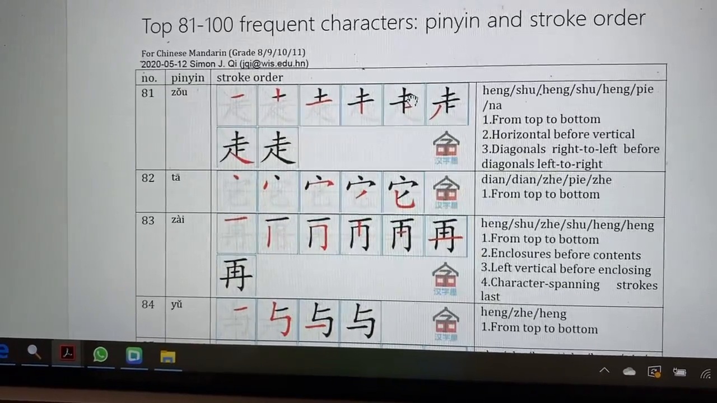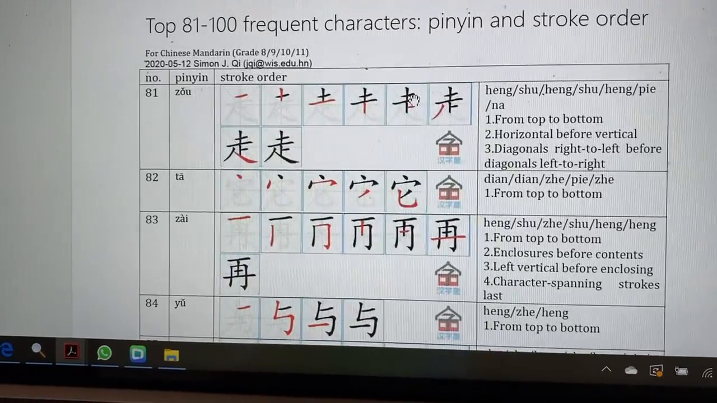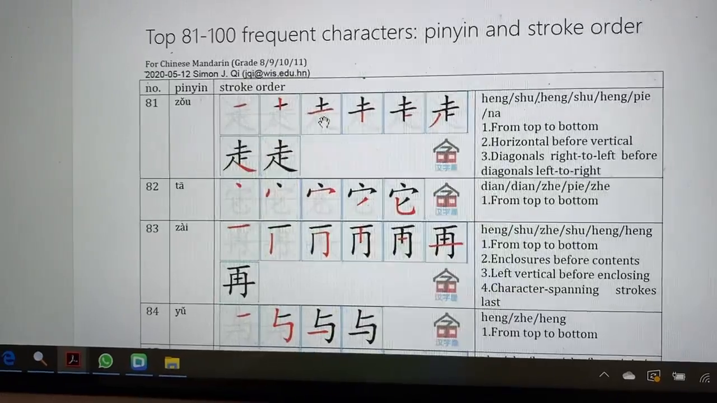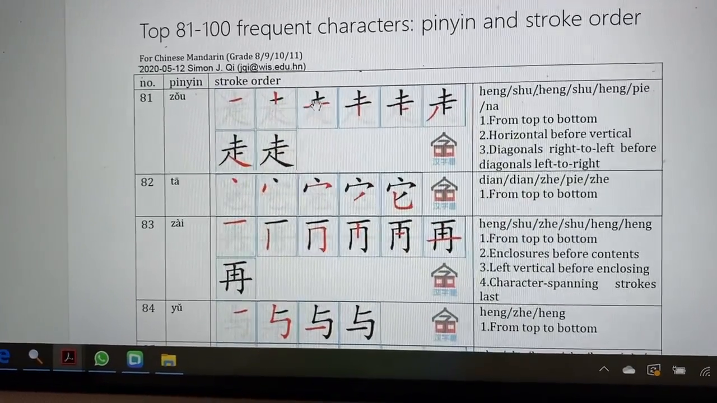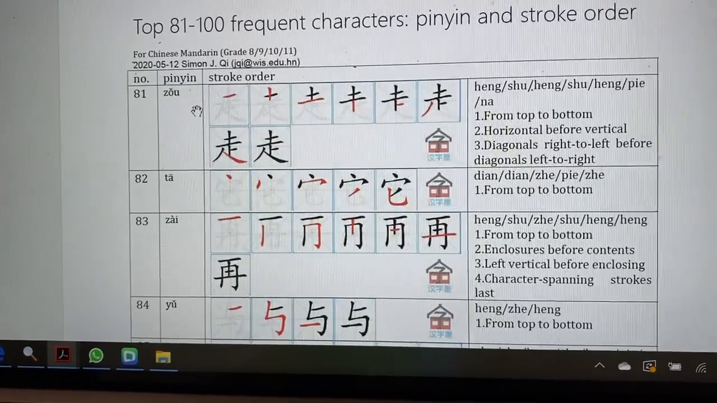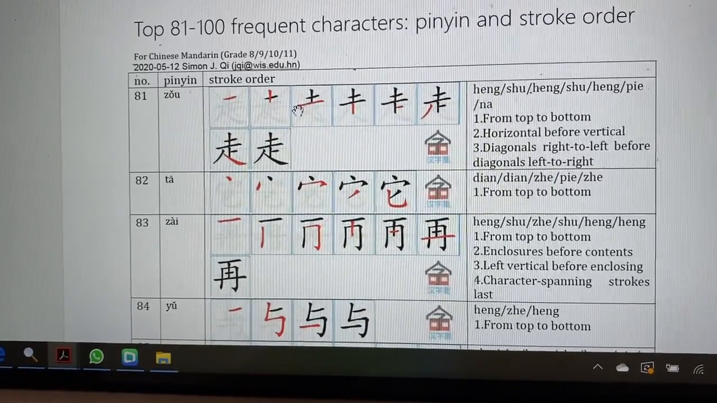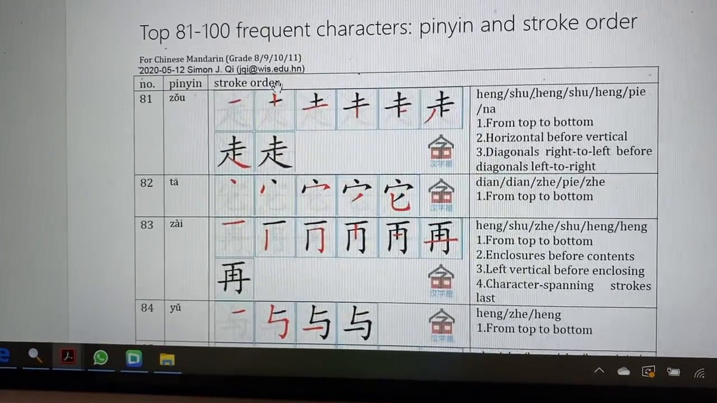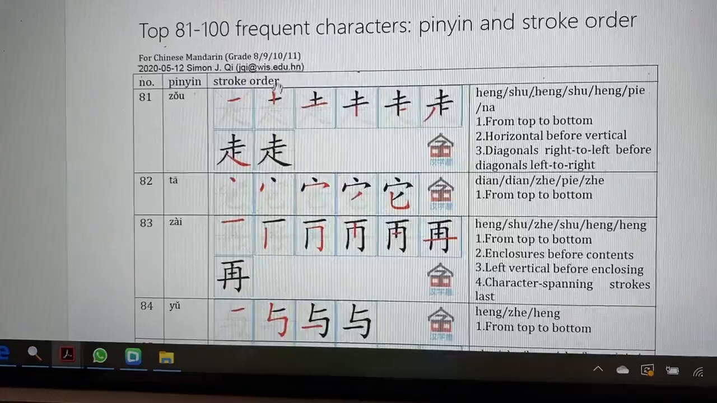So here, the number 81 character 走, it actually resembles some parts of the 是 character, number 2 character. If you take a look at the number 2 character, you will find actually this 走 shares the same bottom part as the 是, okay, which actually starts from here. And the top part of this 走 is like a cross of horizontal and vertical strokes.